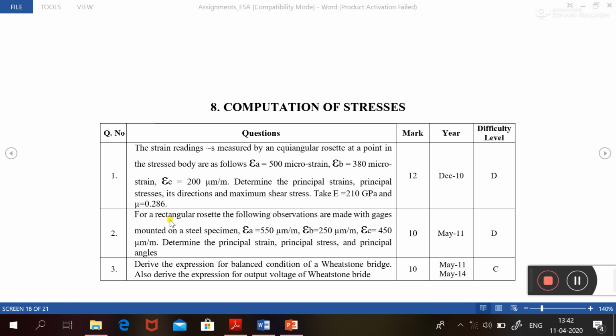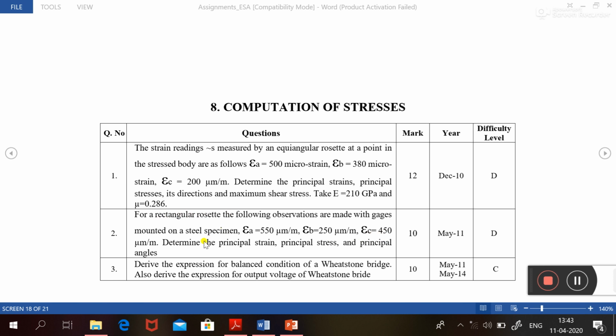Here they have only given the statement rectangular rosette, but I don't know whether it is 3 element or 4 element. But if you go to the further statement, the following observations are made with the gauges mounted on the steel specimen. Epsilon a is equal to 550, epsilon b is equal to 250 and epsilon c is equal to 450. That means only three strain gauge readings are given, so whatever rectangular rosette they have given, it is the 3 element rectangular rosette.